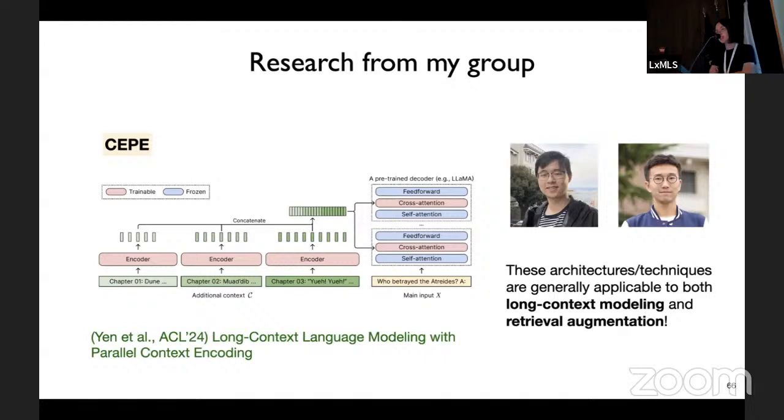But one important remark here is that regular retrieval augmentation is also a very active research topic these days. For all three papers I just described from my group, we find that the architectures and techniques we think about are generally applicable to both long context modeling and retrieval augmentation. We definitely see more and more synergy, or some kind of unification, between long context language modeling and retrieval augmentation. I think it's a very interesting research area to think about what kind of architectures can combine both applications, and also how to extend the context of these transformer models.